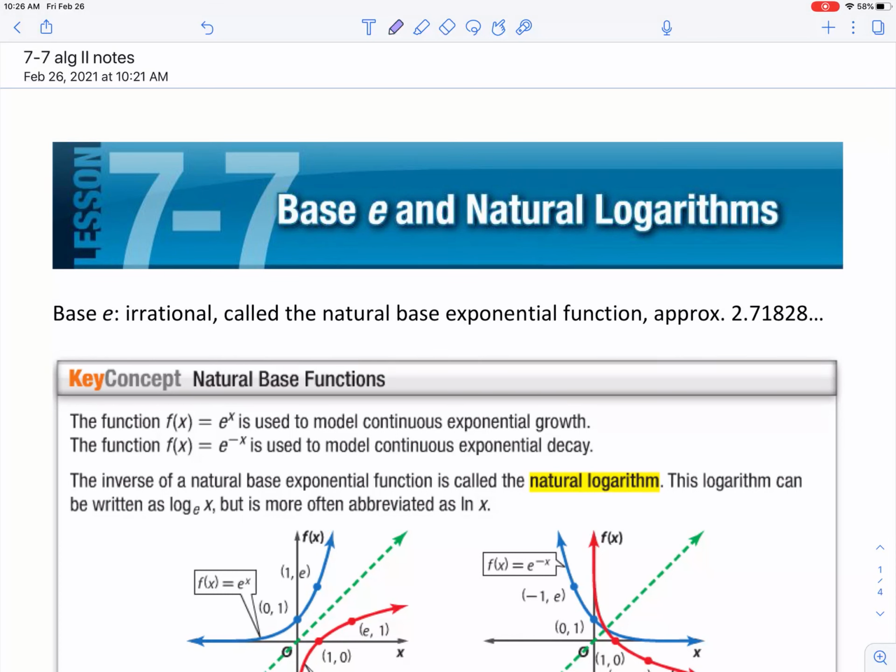Hey guys, welcome to 7.7. Today we're going to talk about base E and natural logarithms.